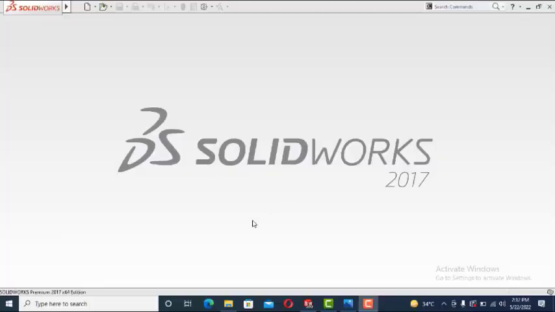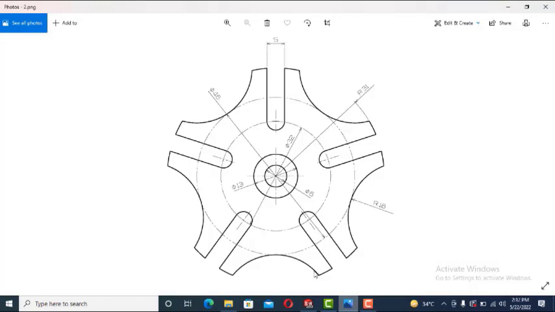Welcome to part 2 of the tutorial of sketch series. In this part 2, we will draw a Geneva mechanism wheel which contains lines, circles and another feature which is called circular pattern. The circular pattern will be used to copy these elements 5 times around the circle.